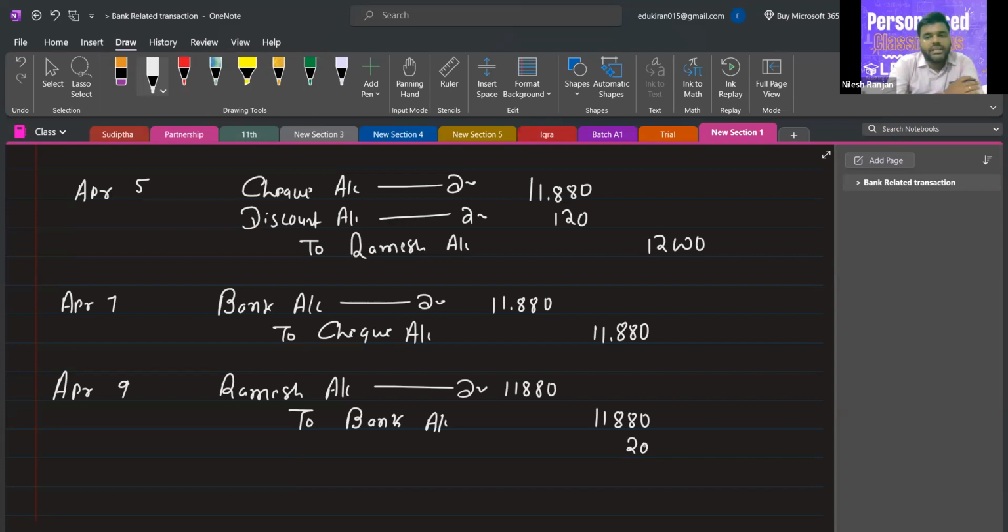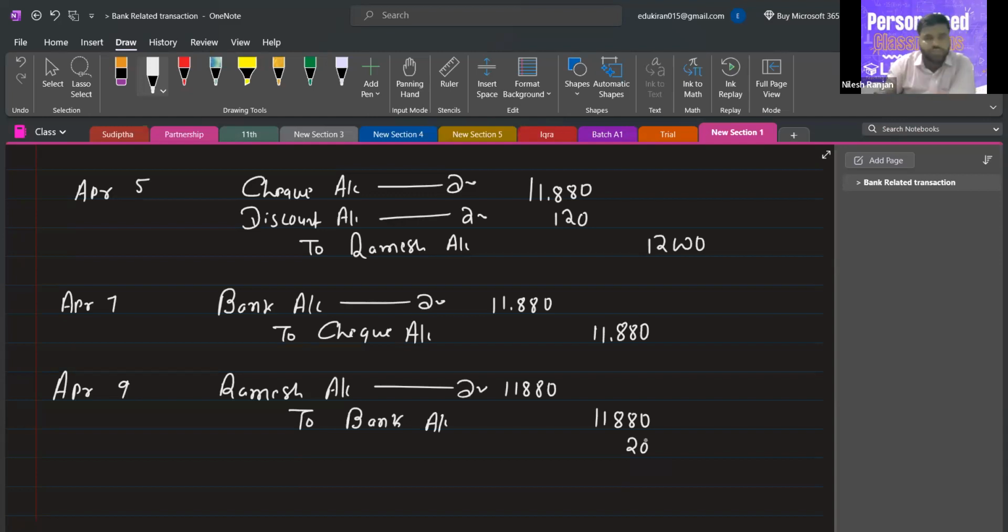So how much money will we charge from Ramesh then? We will charge him the whole 11,880, and 20 more. One minute, sir, let me calculate. Okay, sir, got it.